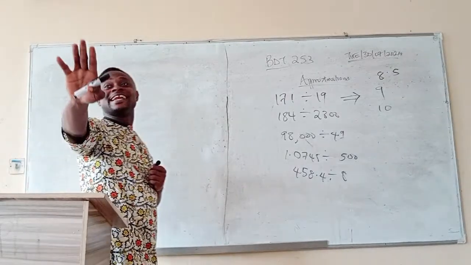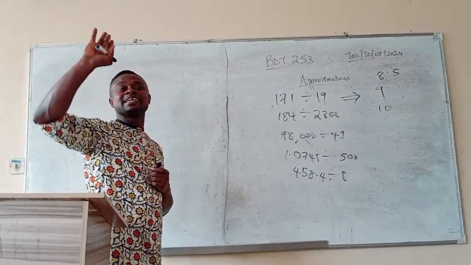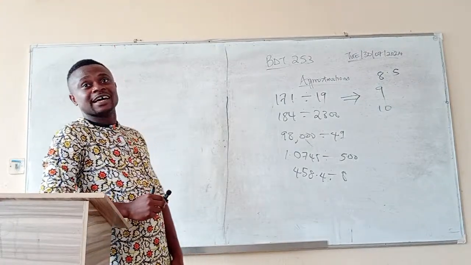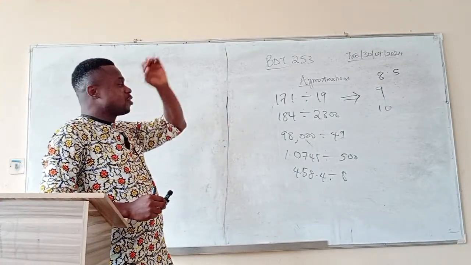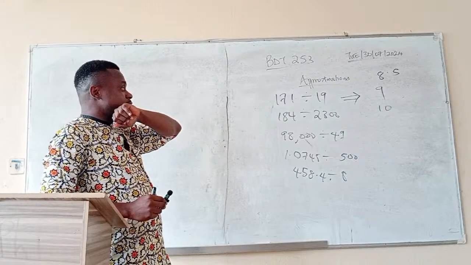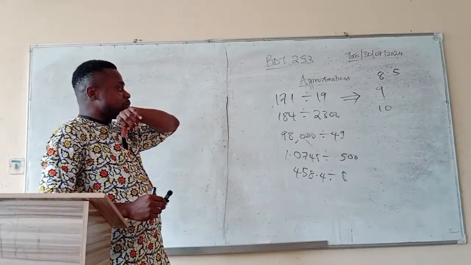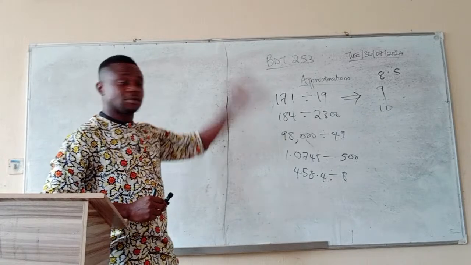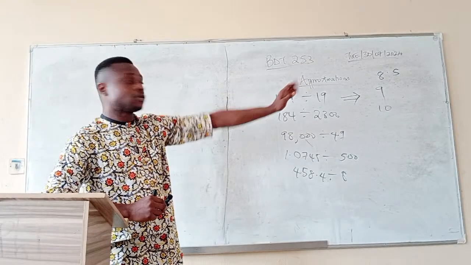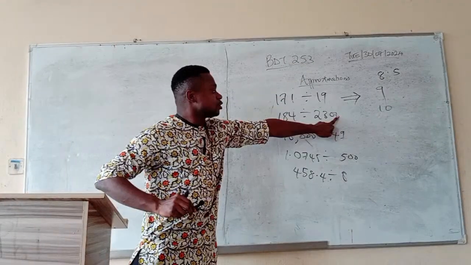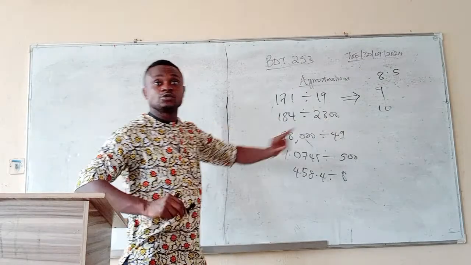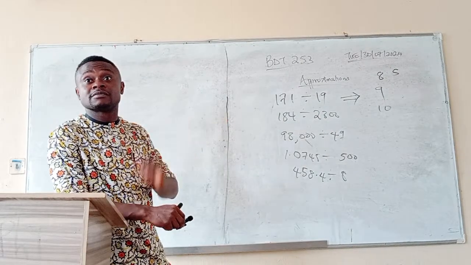Now, let me shock you. Just look up. Are we together? Yes, sir. Just look up. 18 divided by 2 is 9. One zero takes care of this. We have 9 times 10 to the power of what? Minus 2, which is 0.09.